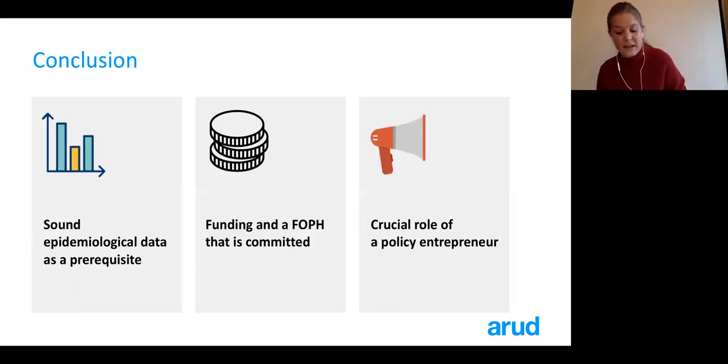So from this case study, we see what aspects are crucial to address. First, we need sound epidemiological data, because the false prevalence data had led to unjustified restrictions. And until today, it remains unclear how many people are infected and where to find them. Then, of course, we need funding, and not only from the industry. And also we need a committed FOPH, because it's difficult to tackle such a public health problem without the support of the administration. And also the crucial role of a policy entrepreneur, because these new studies and facts that were made could be presented to the politicians and were convincing.